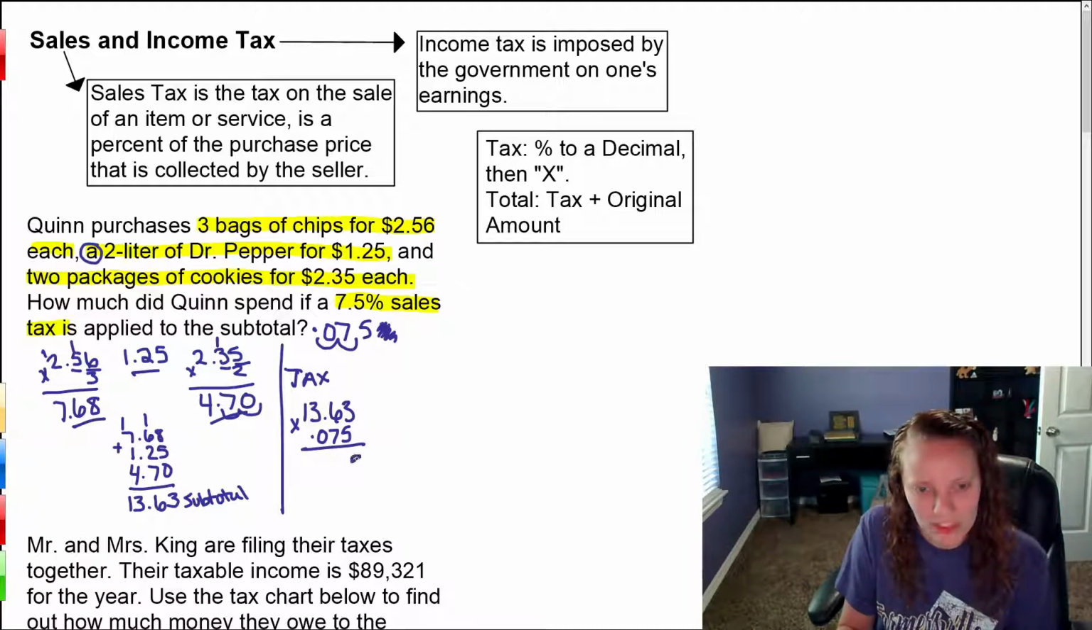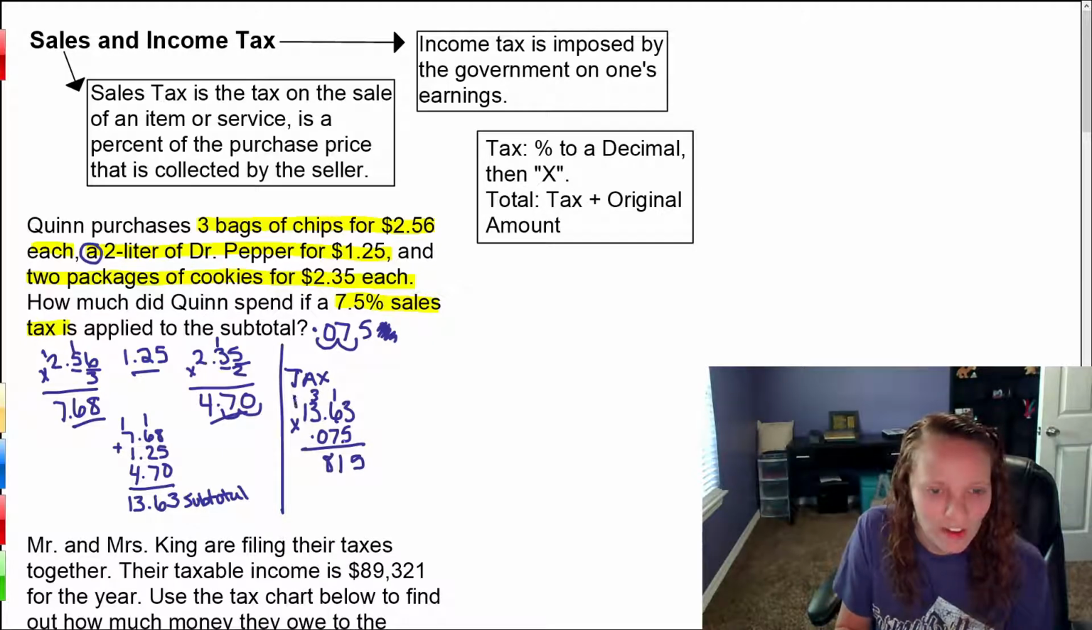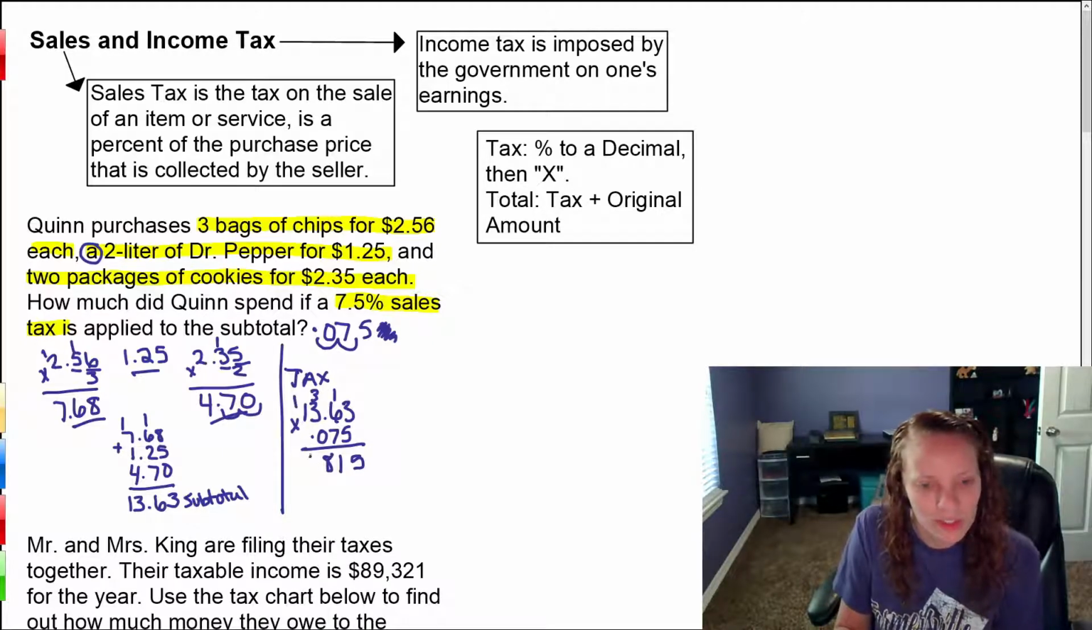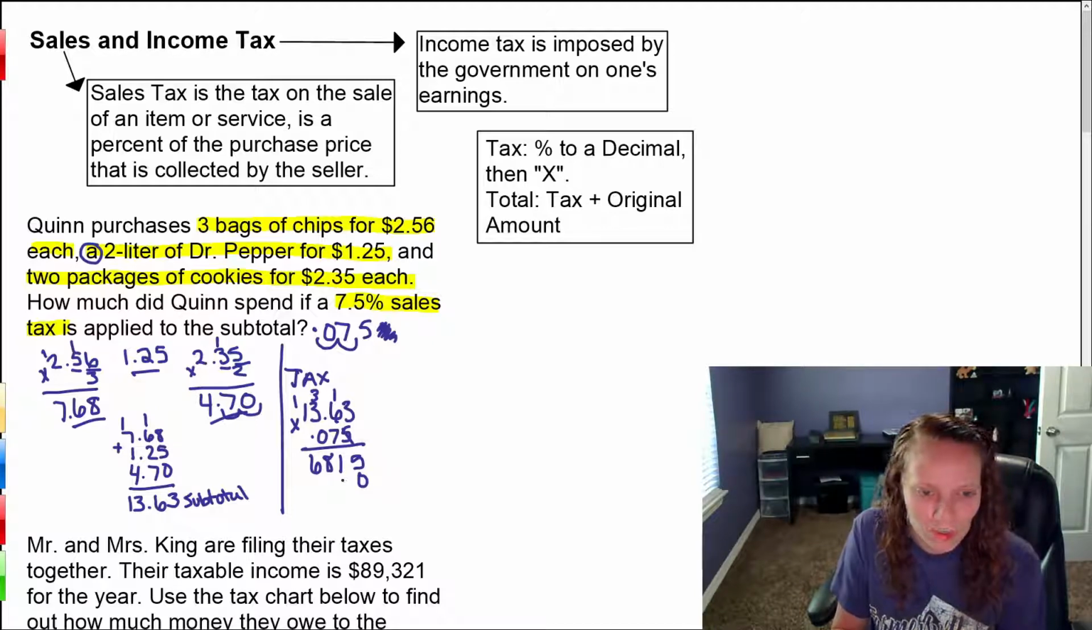5 times 3 is 15. 5 times 6 is 30, plus 1 is 31. 5 times 3 is 15, 16, 17, 18. 5 times 1 plus 1 is 6. Now that we are at the 7, we're adding a 0. 7 times 3 is 21.